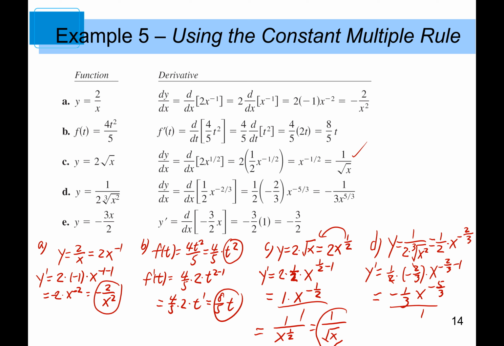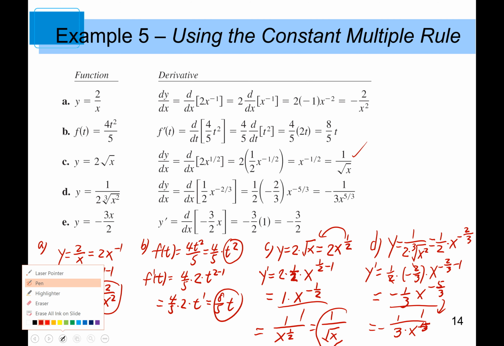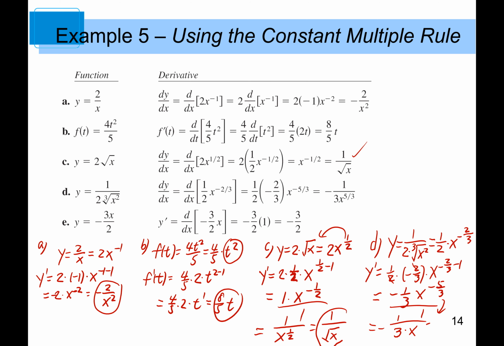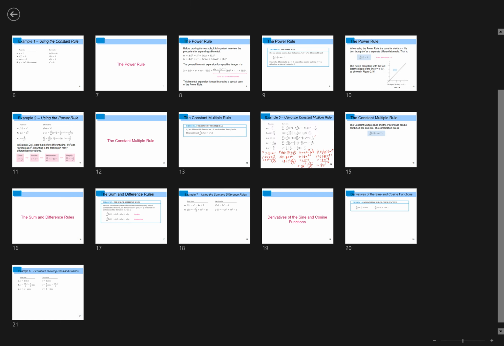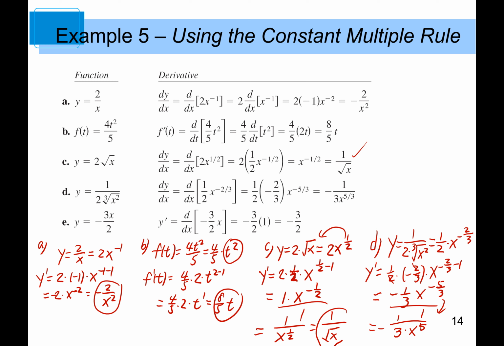Now I flip it to the denominator. Becomes negative 1/3 times x to the negative 5 over 3. And you flip the bottom, it becomes positive, right? Okay.